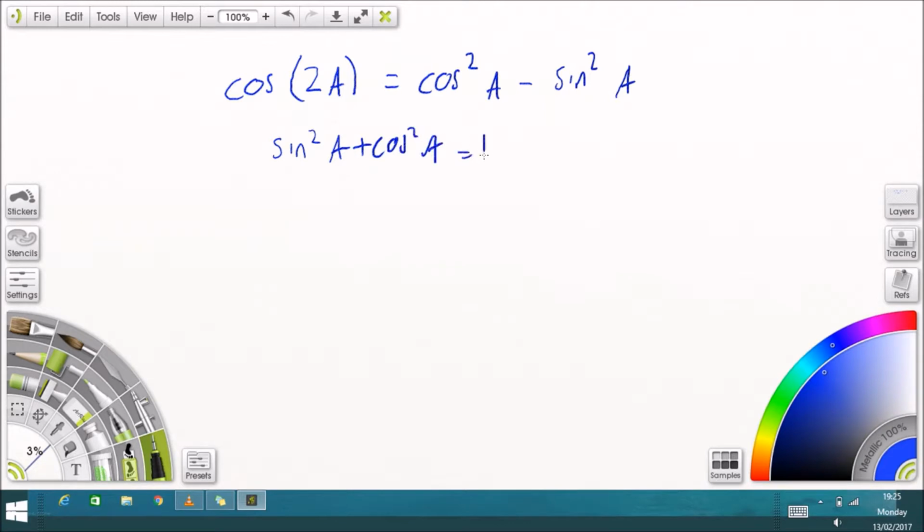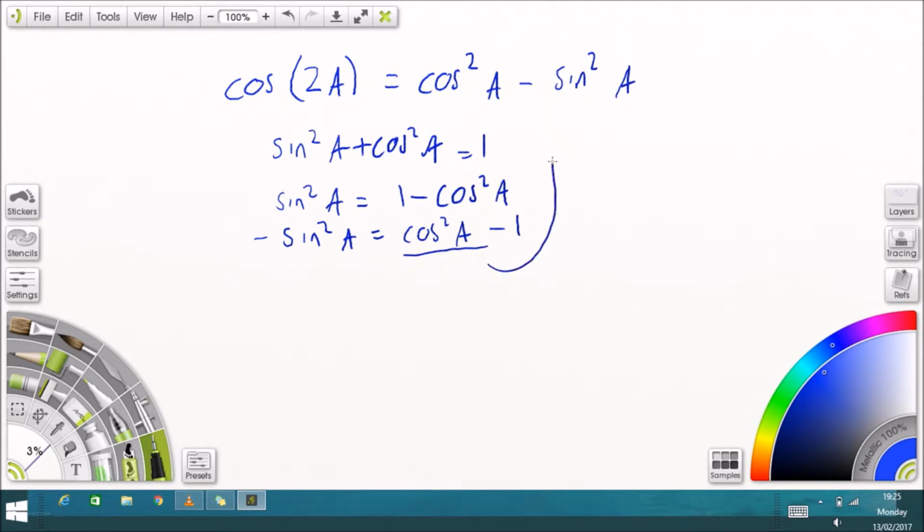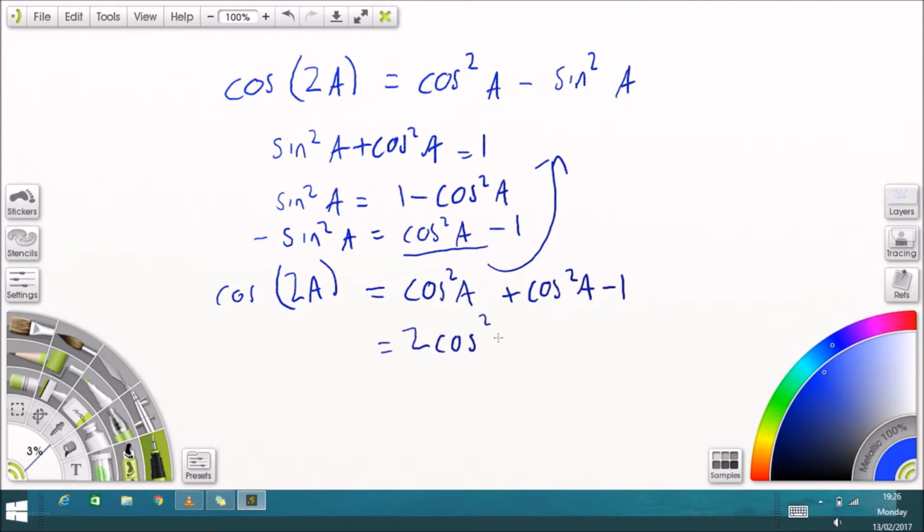Here's the cosine formula, and using this rule that we've seen before, it's just your basic trig identity of sine squared plus cos squared equals 1. If I take that and rearrange so that I've got sine squared as the subject, I can write that as 1 minus cosine squared. And if I multiply both sides by negative 1, it gives me negative sine squared equals cos squared minus 1. I can substitute that in where I've got negative sine squared on the top here. Now I can write the cosine double angle just in terms of cosine. So that's 2 lots of cosine squared minus 1.